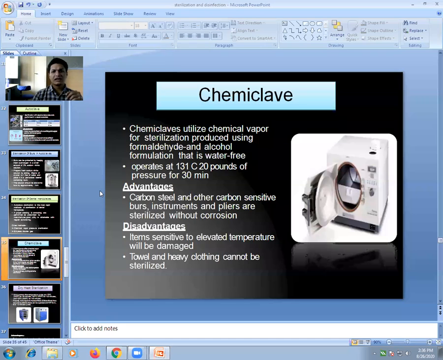Again, the carbon steel and other corrosion-sensitive burrs, instruments, and pliers can be sterilized without corrosion. This is the most important advantage of chemical vapor. But the disadvantage is items sensitive to elevated temperature again cannot be sterilized. Towel and heavy clothing cannot be sterilized also.